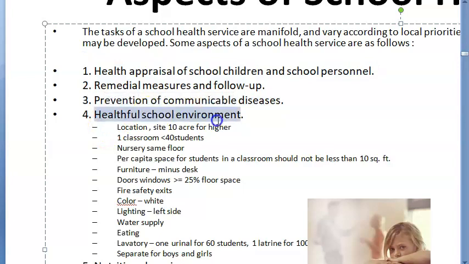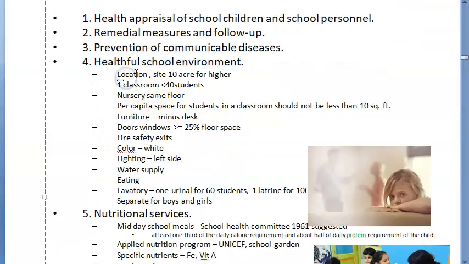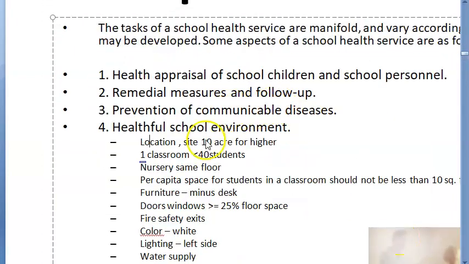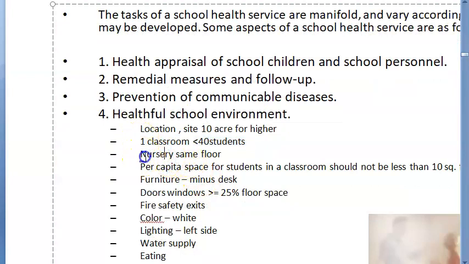should mention here. School health environment, here you should see the location of the school should not be near a main road, right? And the site should be at least 10 acres for higher and 5 acres for primary. And they should have a playground, with an additional acre, etc. One classroom should have less than 40 students. They should have a nursery school, etc. Primary schools, nursery especially, should be on the same level. No steps, don't make them climb steps.